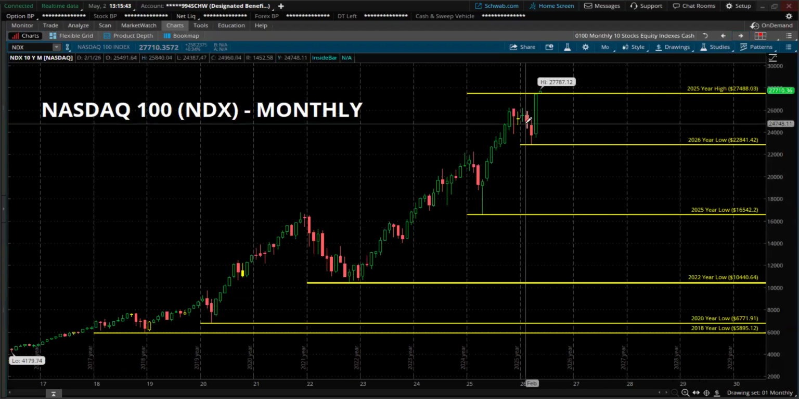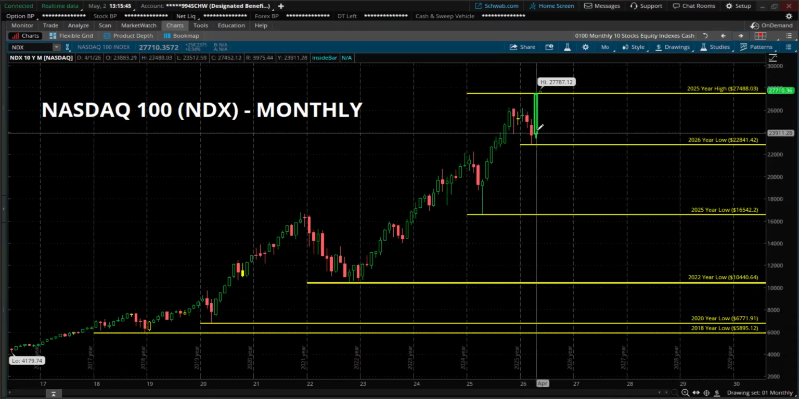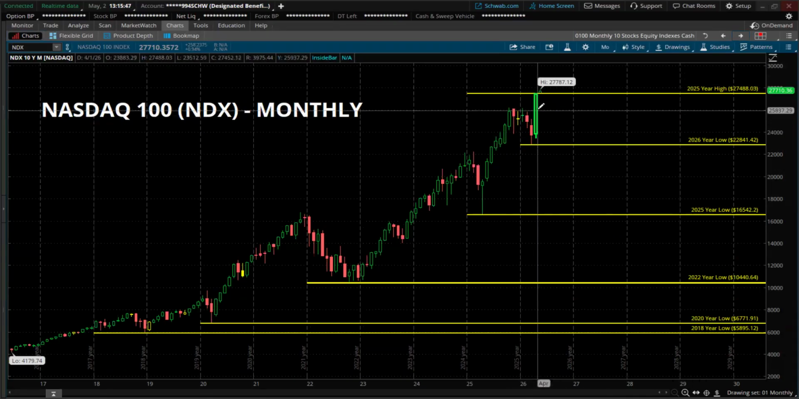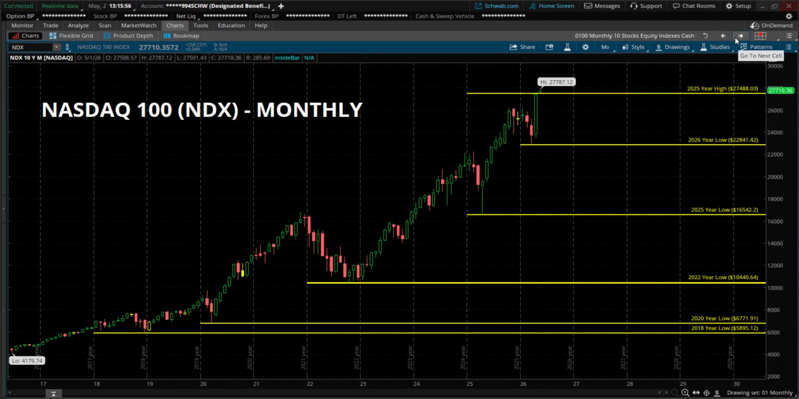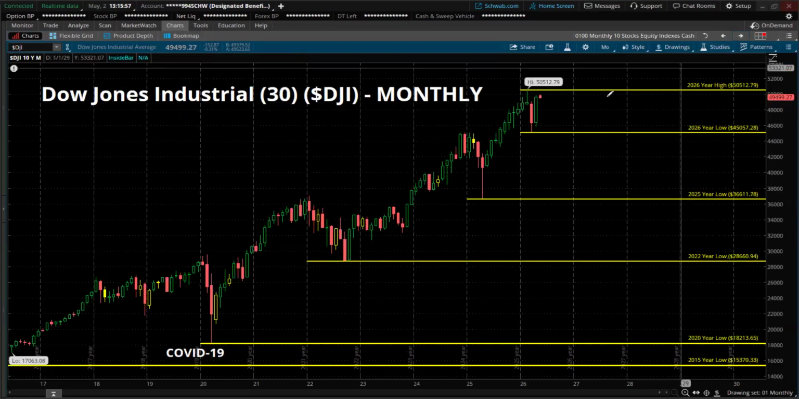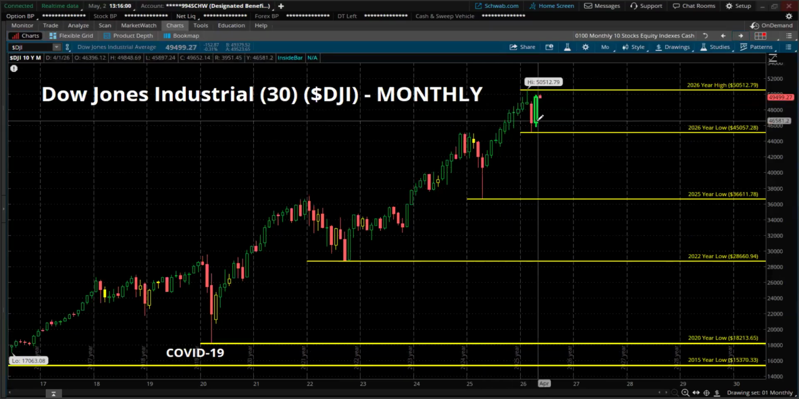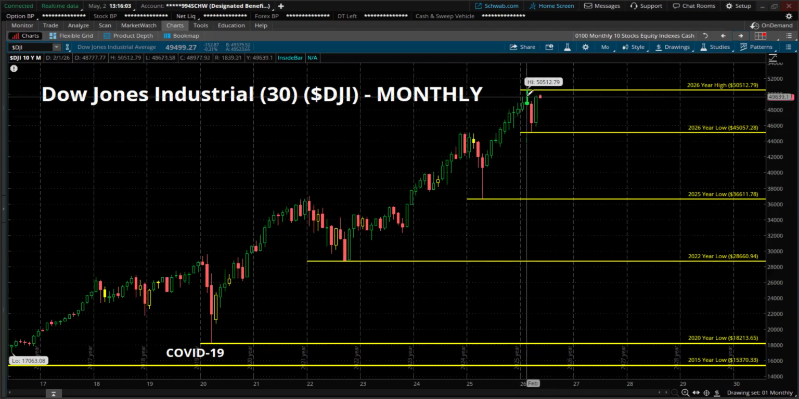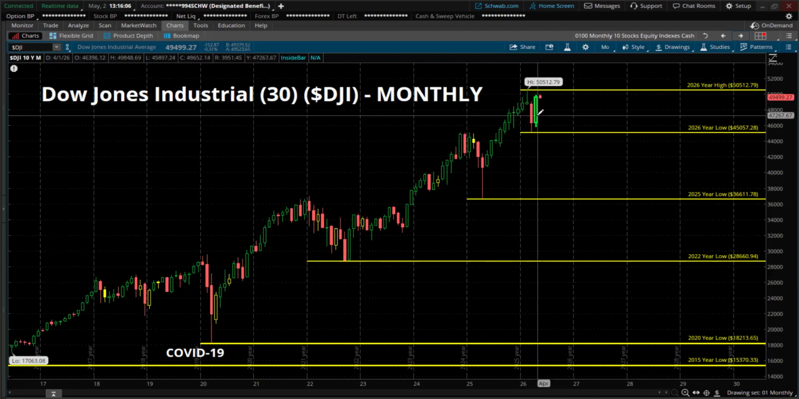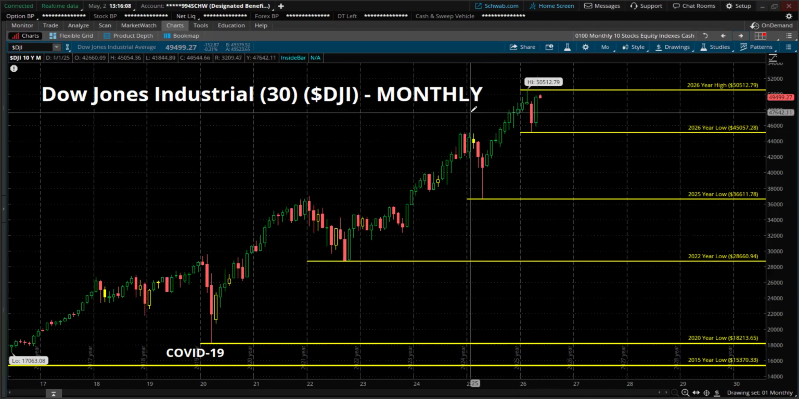The NASDAQ 100, same thing. Look at that huge green candle that occurred the month of April. So if you buy the S&P 500, the NASDAQ 100 is part of it. The Dow Jones Industrial Average. It hasn't taken out the high of the year yet. The high of the year was back there. But last month made that big, strong green candle. This is also part of the S&P 500.